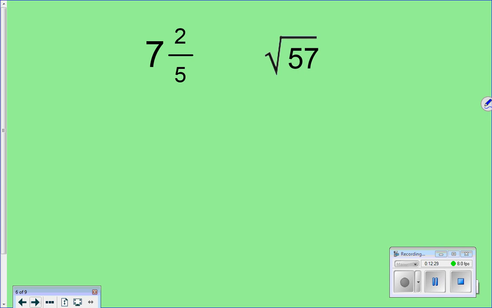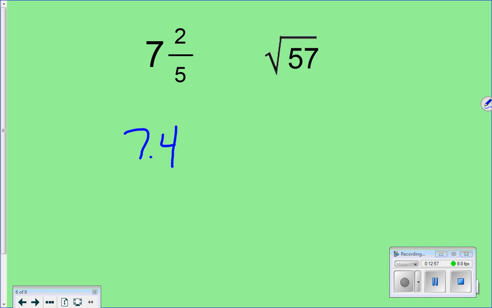Yep, S to the D button. You should know what 7 2/5 is in a decimal in your head, though. 7.4. You guys should know 2/5 is 0.4. Put it in your head. This is 7.4.